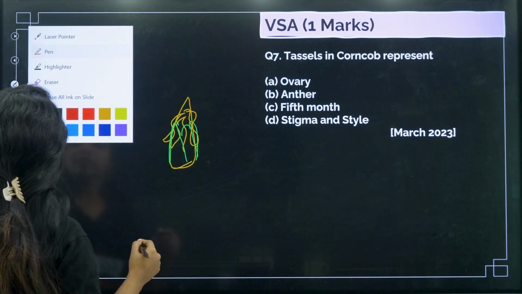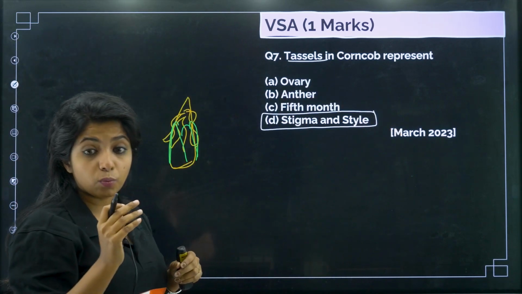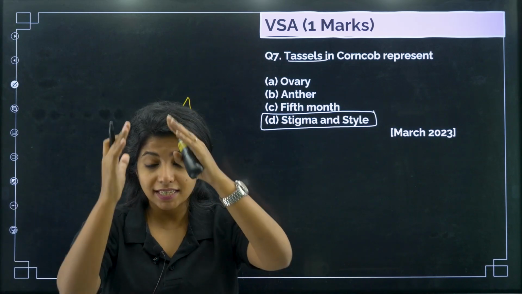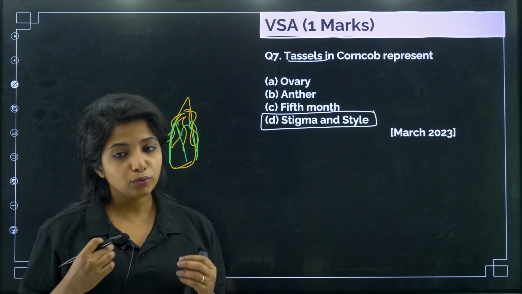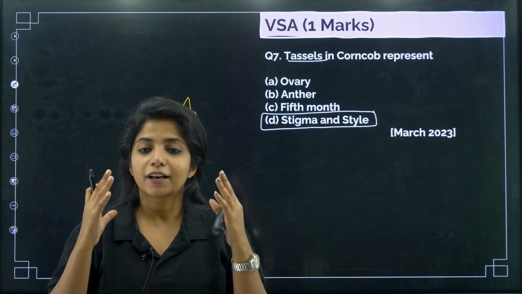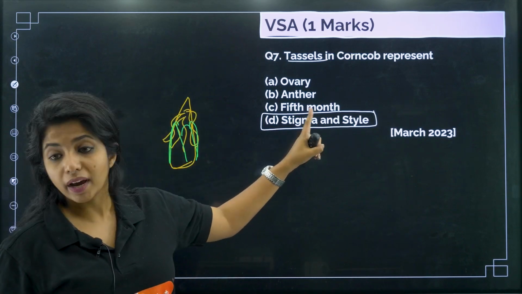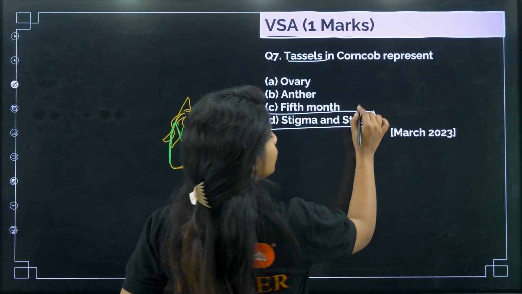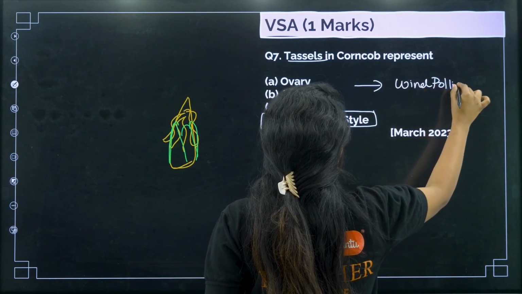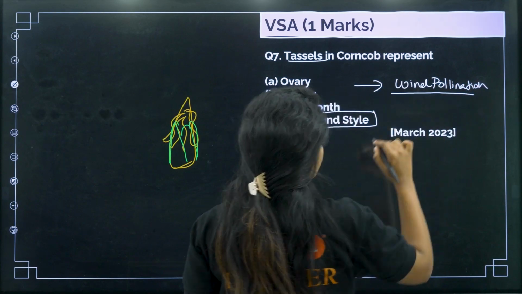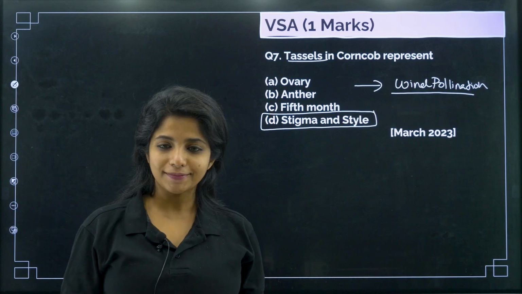The tassels in the corn cob, please remember, are the stigma and the style. Stigma is the one on which the pollen grains come and land, and style is the one that carries the pollen tube. Stigma, style and ovary, I hope you know, are part of the pistil or the female reproductive system. So the tassels represent stigma and style. This is given in your NCERT. And what type of pollination does this show? Children, it shows wind pollination. They have long stigma such that anything that comes through the wind can be caught by them. Cool?